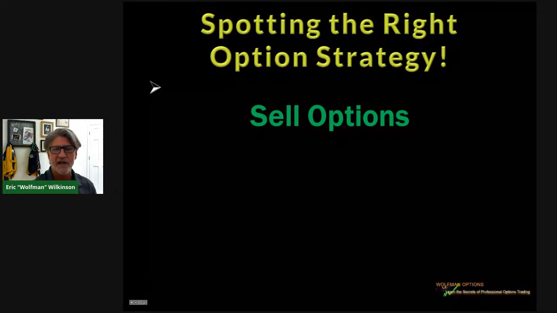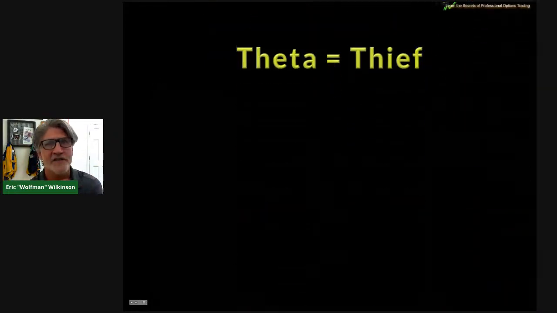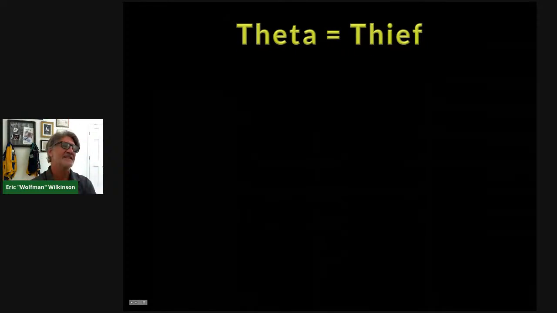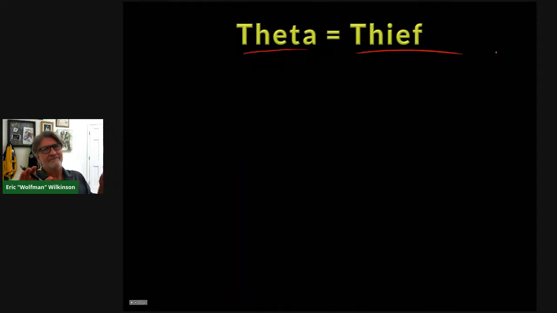Well, I want to talk about Theta for a minute then. This is one of those other Greeks. Don't run away. I'm making this easy for you. Theta is the thief in the night. The easiest way to remember it. Theta is the thief. Vega is volatility, all right? Theta is the thief, though.